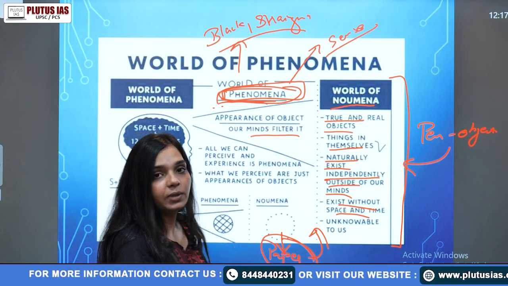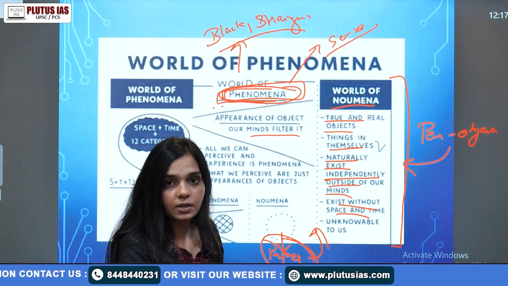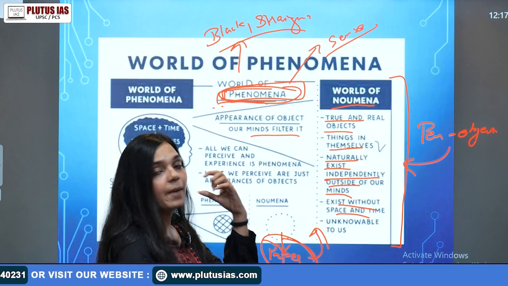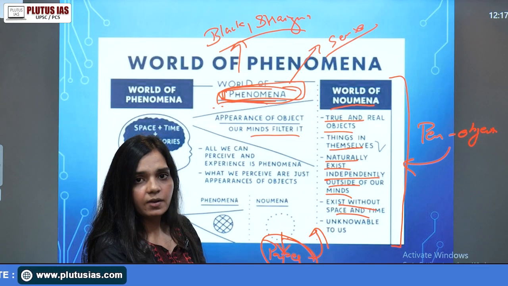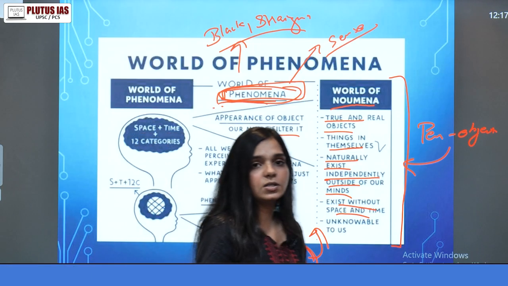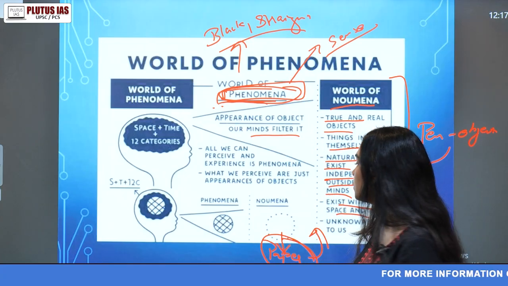I don't know that there are certain questions written over there. There are certain MCQs, there are certain marks, right? I'm not aware of the philosophy optional paper. Okay, so this is what noumena is.